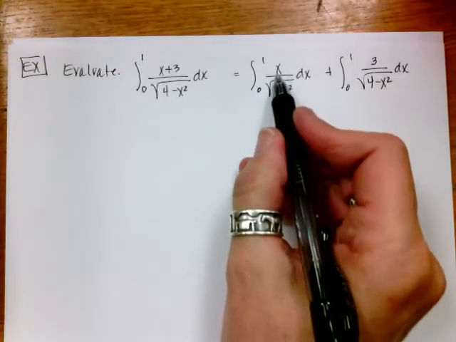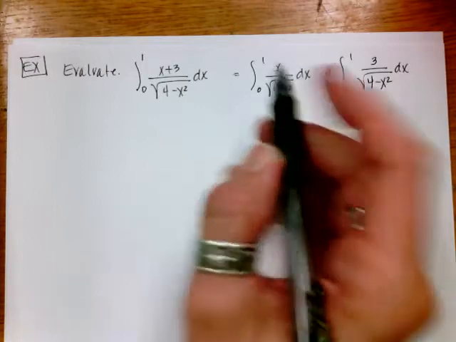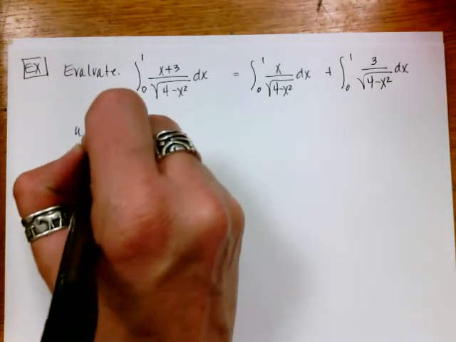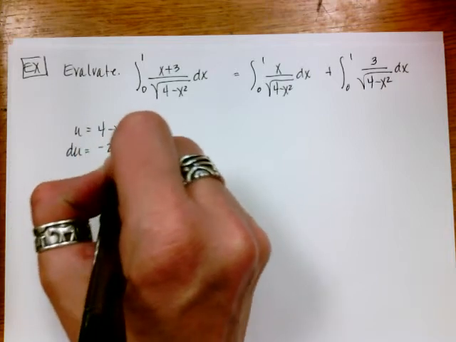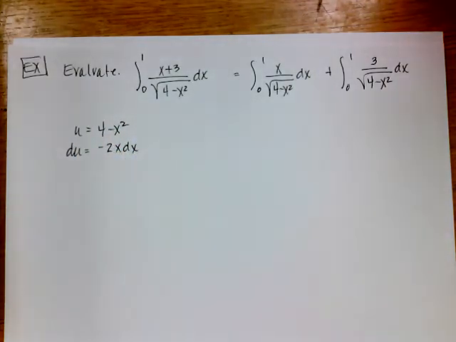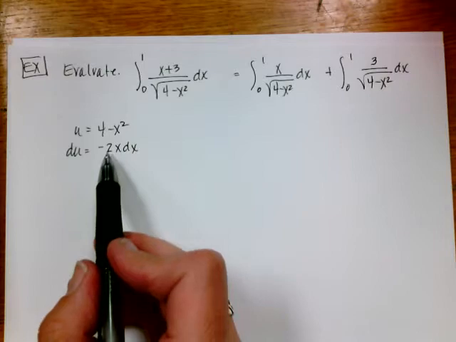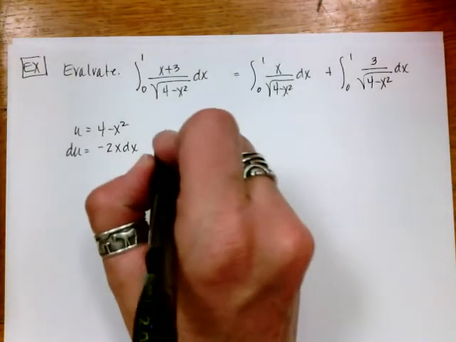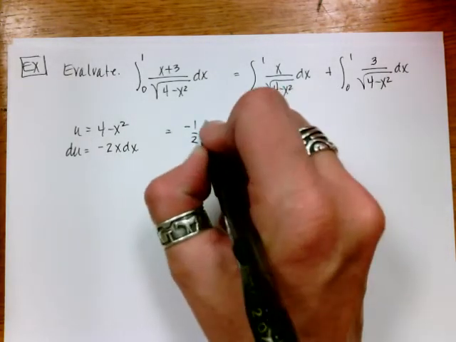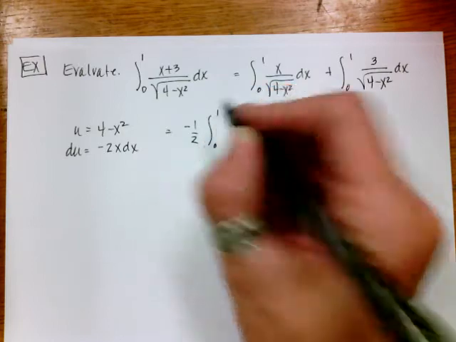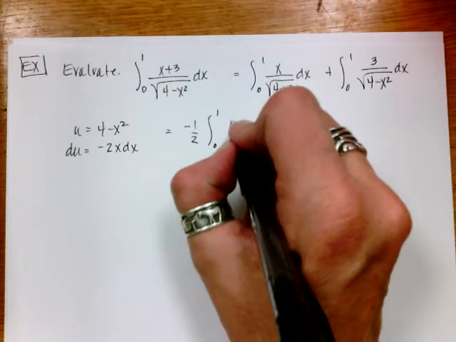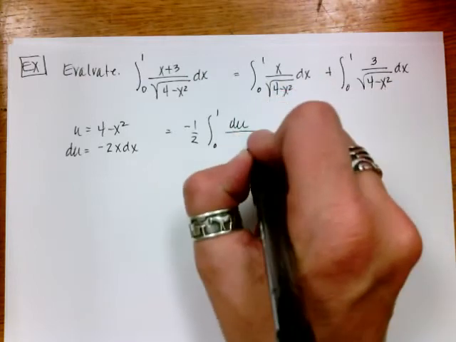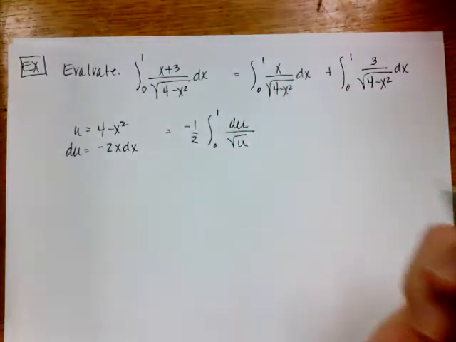Since I have an x on the top on this one, I'm going to let u equal the thing on the bottom. So I'm going to do 4 minus x squared, so my du is negative 2x dx. Okay? So I want to introduce a negative 2 on the inside, so I'm going to introduce a negative 1/2 on the outside, 0 to 1. And this negative 2x dx is my du, and then it's going to be over the square root of u.